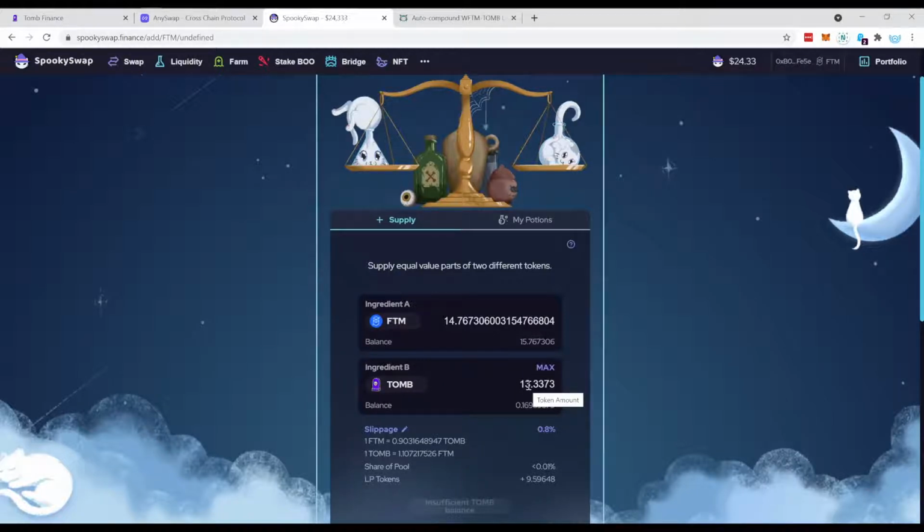So how does liquidity providing work? When you provide liquidity, what you're actually doing is you give a certain amount of both tokens to the exchange.